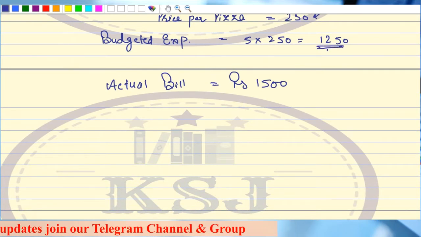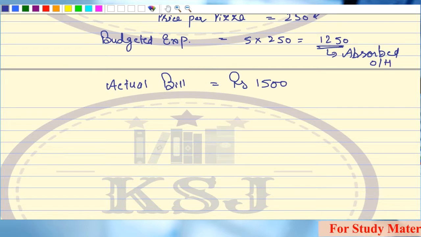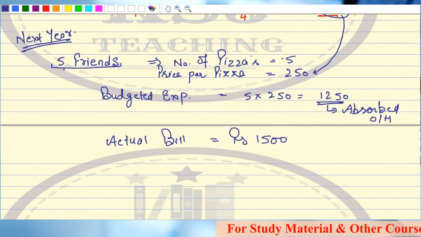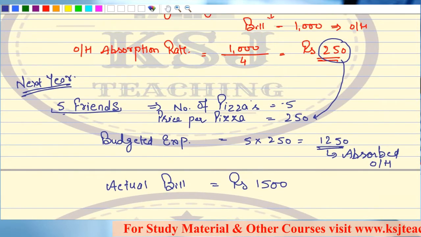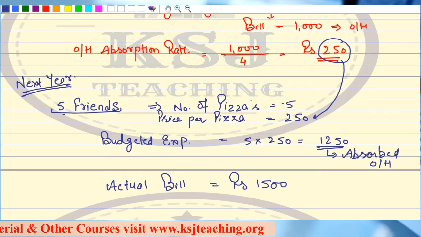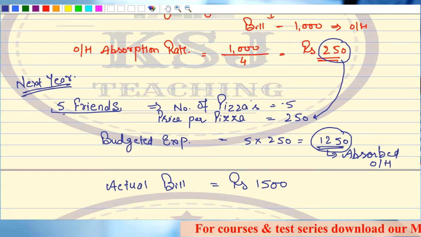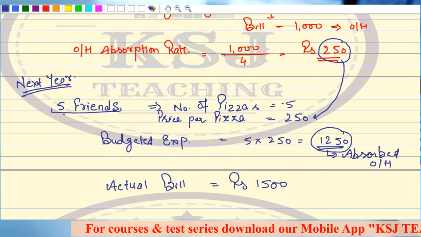This is my absorbed amount. Absorbed overheads, I can say, 1250. Why absorbed, sir? Because I used the budgeted rate for the current year. That is what we do in the absorption, na? Right? I absorbed this. I took 1250 rupees from my dad. I absorbed this money, that this will be my expenditure in the current birthday party. But the actual bill was something different.